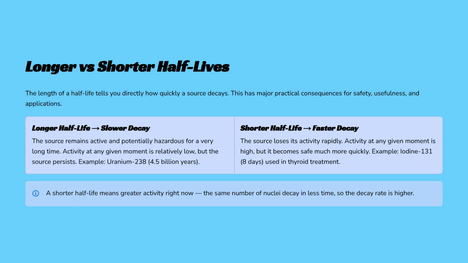The duration of a half-life dictates how we use an isotope. Longer half-lives result in slower decay, meaning the source stays active for ages.